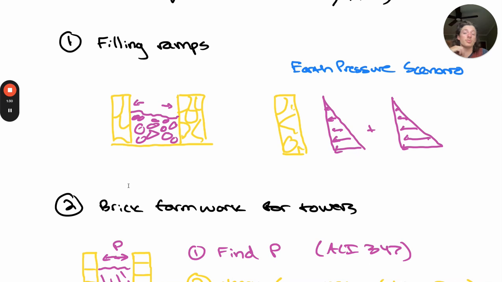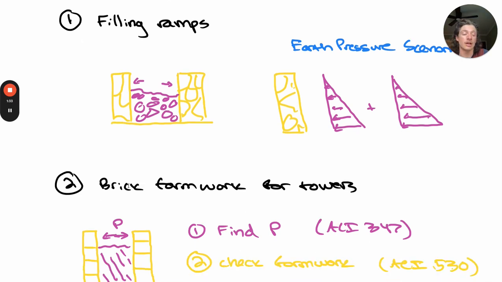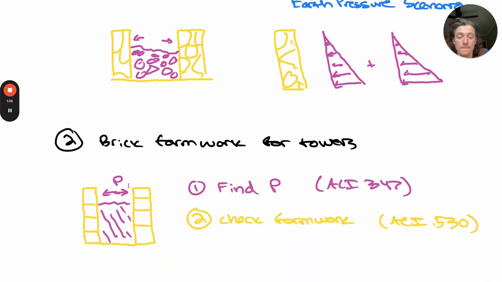Second is when we use brick formwork for the structural concrete columns. We will use this situation as an example. And after calculating the loading, we will revisit our masonry code, ACI 530, to check if the formwork is adequate from a strength perspective.